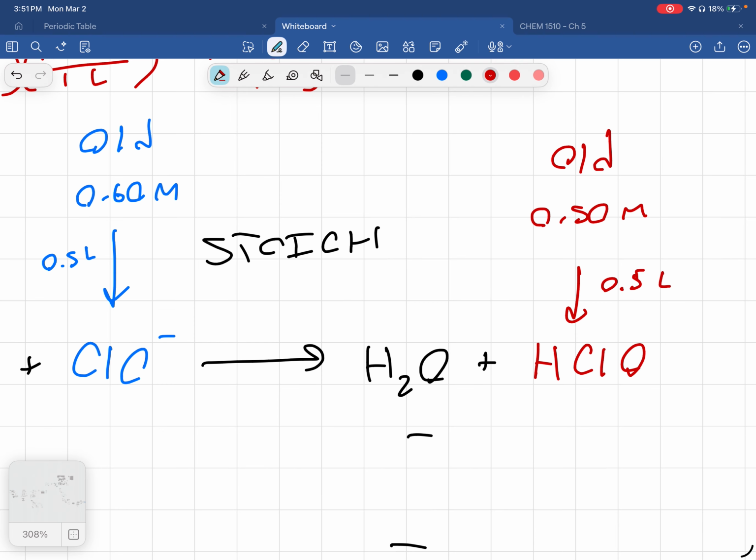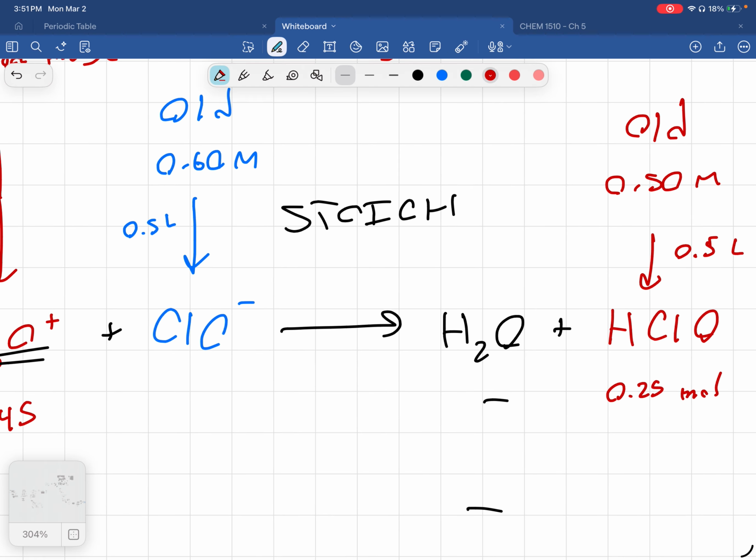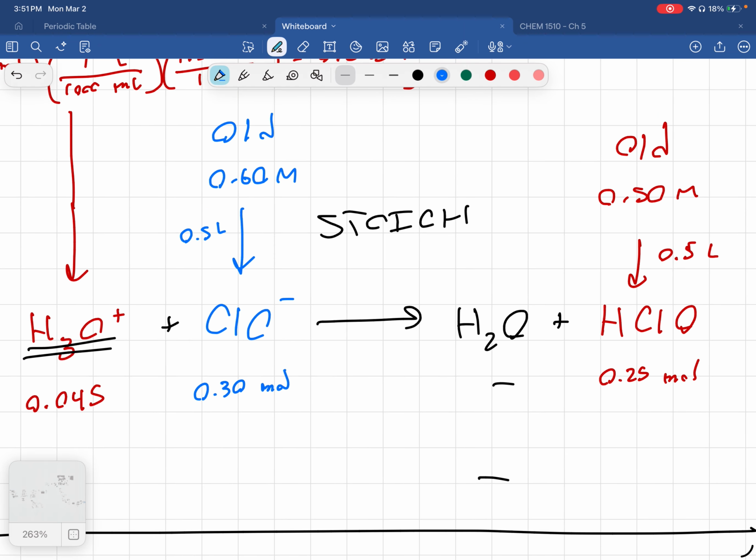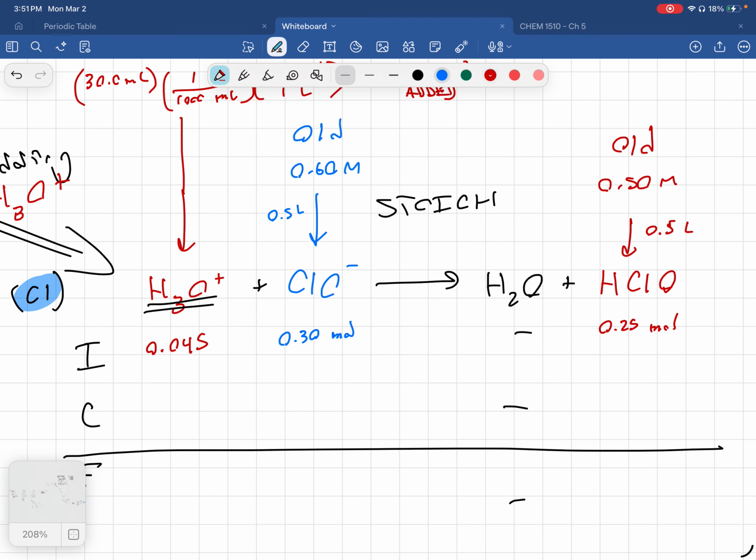And so we get 0.25 moles in a half liter of solution. And over here, 0.6 times 0.5, we should get 0.30. Yes, we do, 0.30 moles. Okay. So 0.030 liters. All right, so now we have our problem again.